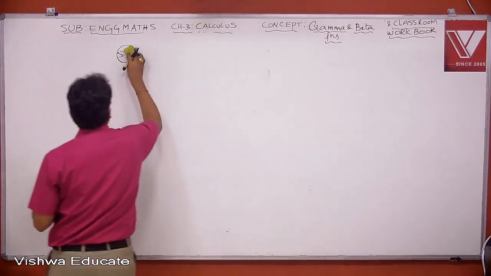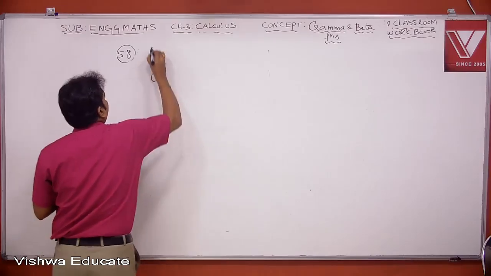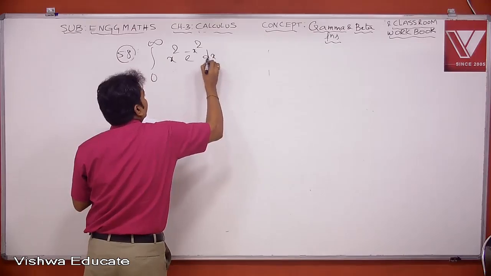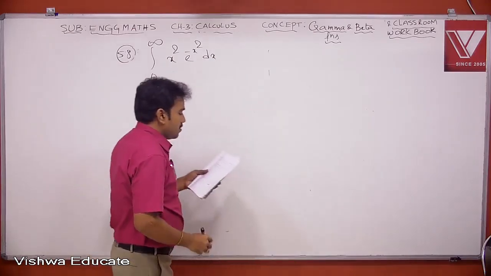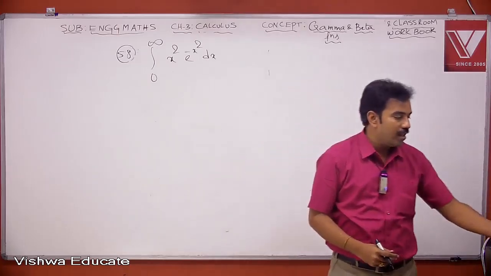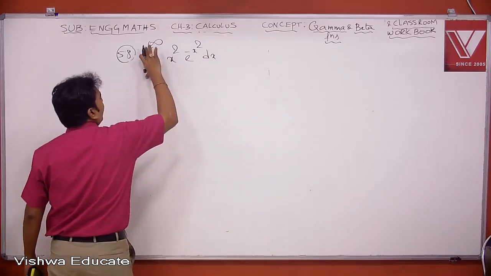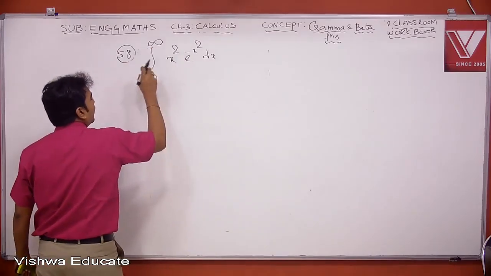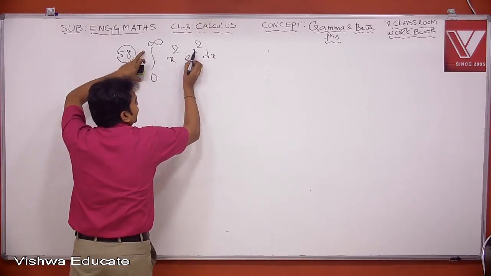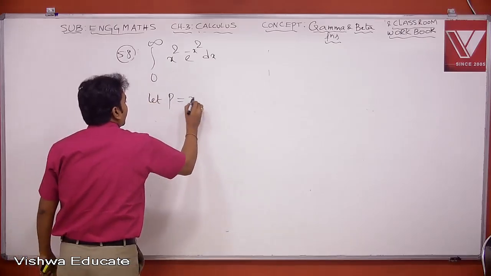Now let us discuss question number 58. The integral 0 to infinity x square into e power minus x square dx, find the answer up to 2 decimal places. Now here an exponential function is there. Limits are ranging from 0 to infinity. So definitely you can manage this with the gamma function. But here minus x should be there, but instead of x we have x square. So you can take p equal to x square.